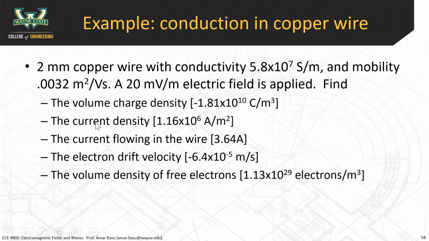All right, so let's start. I always like to start with drawing a picture. So you draw a 2 millimeter copper wire like this, and it has a certain conductivity. So we can say sigma is equal to 5.8 times 10 to the 7th.